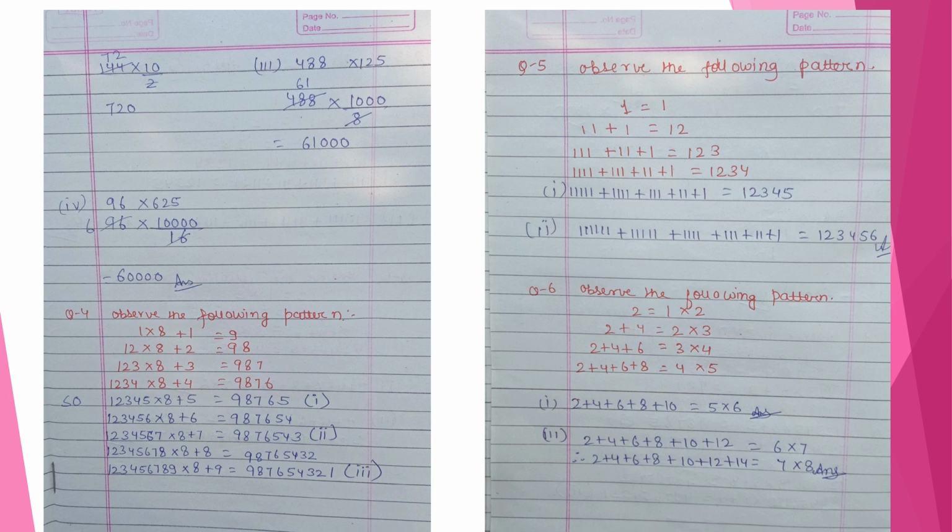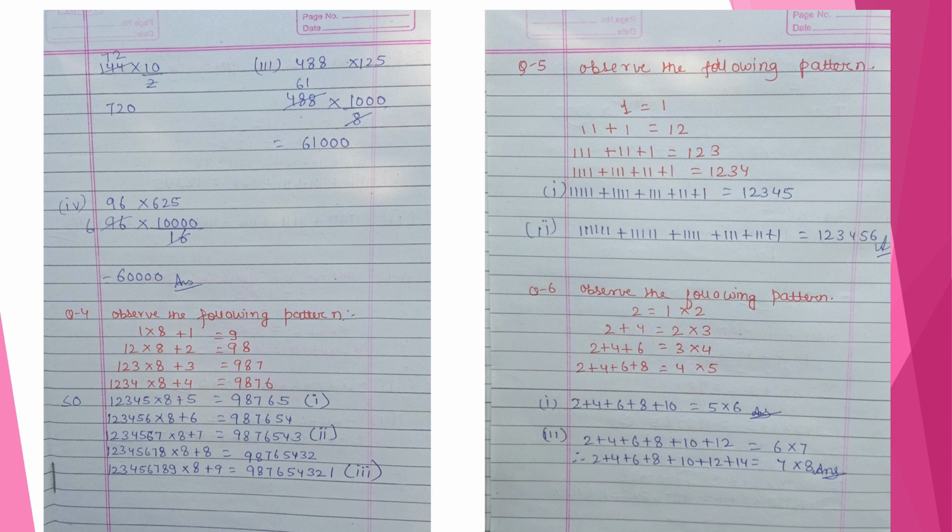Then the third part, 488 into 125. In place of 125, we can replace it with 1000 upon 8. Understand it carefully. In place of 125, we are going to replace it with 1000 upon 8. So 8 and 488 will be cancelled with each other. So we are getting 61 into 1000, that is 61,000 answer.